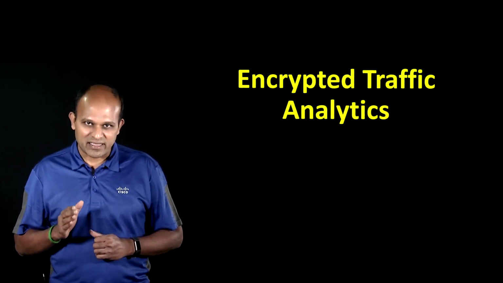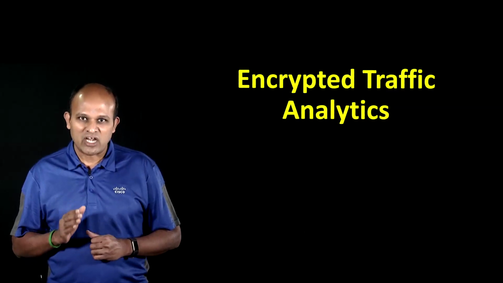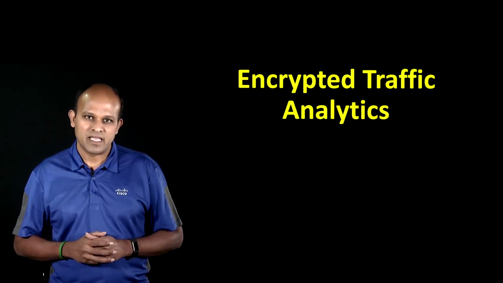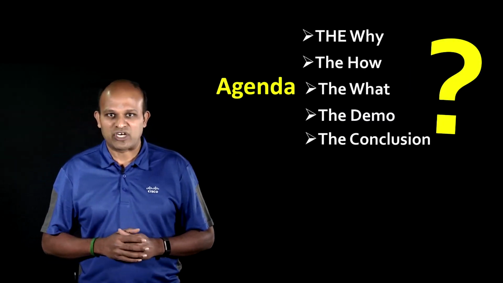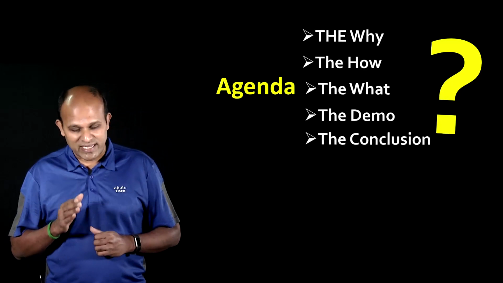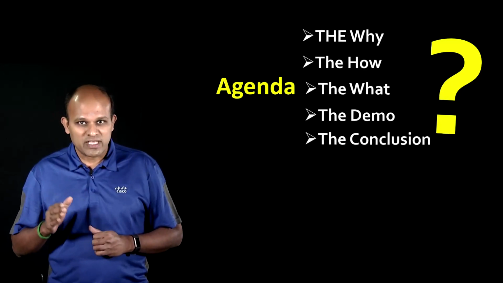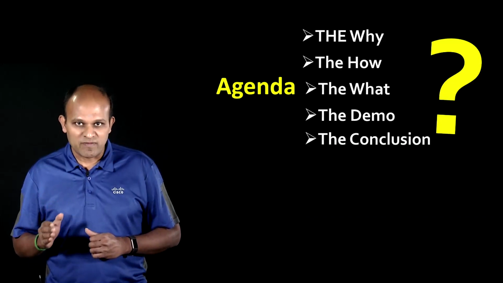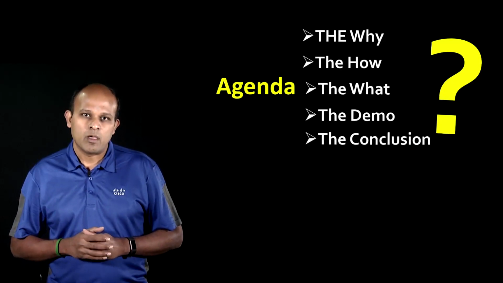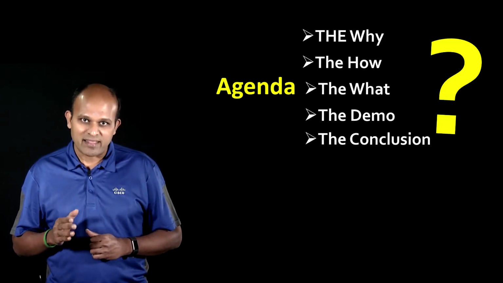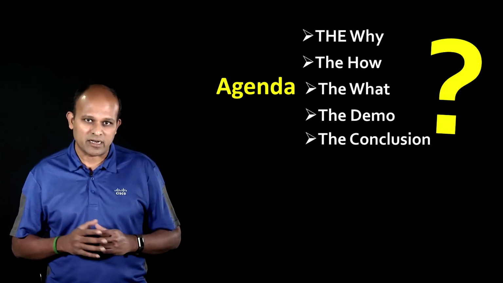ETA brings together the power of the network and security to solve some very hard problems for customers. So here's what we're going to do. I'll first talk about why we need encrypted traffic analytics, specifically the trends that we've observed and the problems that it opens up. I'll then follow that up with how we will be solving these problems and what we've done from a productization perspective. We will then do a demo of ETA and then round it off with the key takeaways from this presentation. So let's get started.